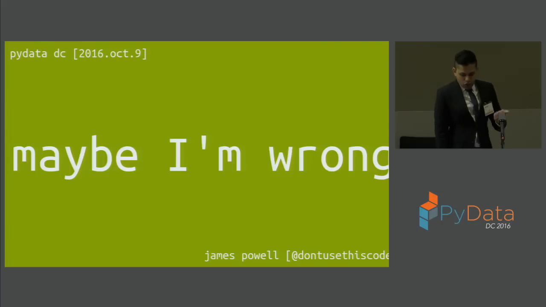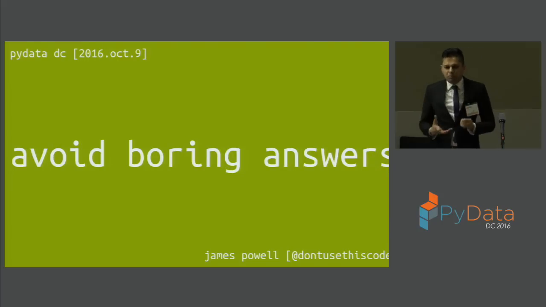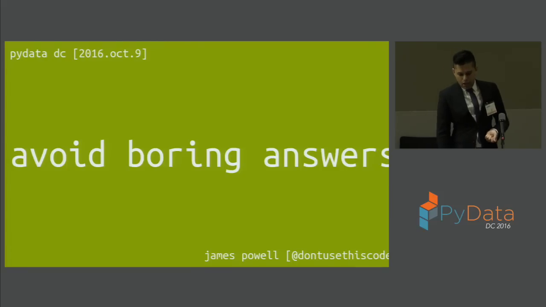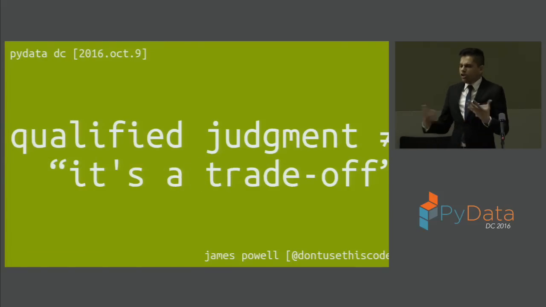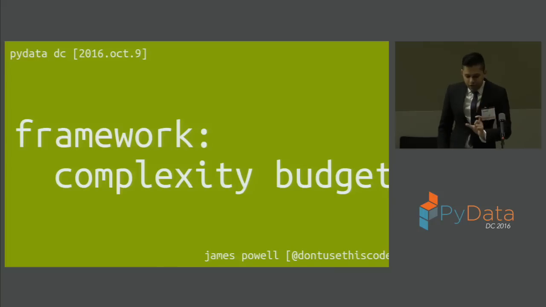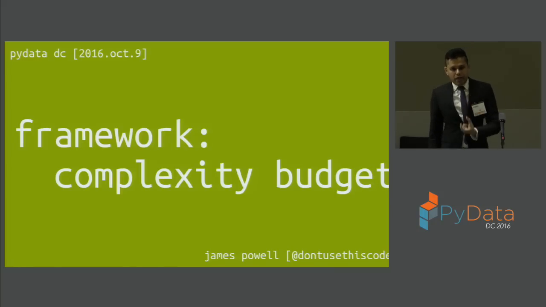But in this presentation, one of my goals is to avoid giving you really boring answers. Boring answers like qualified judgment is, it depends. Or qualified judgment means it's a series of trade-offs. I hate these answers because they don't say anything. So what I want to give you in the last portion of this presentation is a very simple framework that I use to determine where complexity can be applied. This framework doesn't work in all circumstances, but I found that it can sometimes help me justify decisions that I make about, is this too much or not?